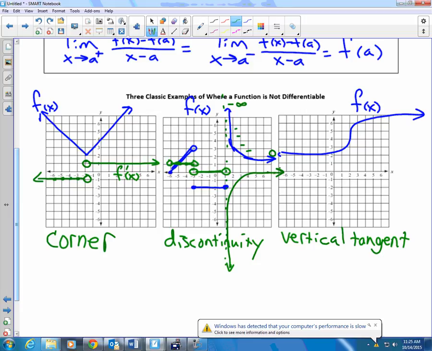Now, if I sketch a tangent line anywhere on here except for that spot, will the slope be positive or negative? Positive. Everywhere you draw a tangent line on here, it will be positive. It's only at this one spot that it's not differentiable.